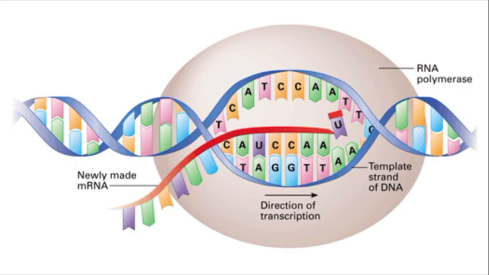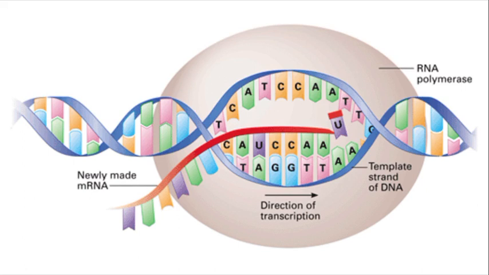You see this picture. This is the RNA polymerase enzyme. The round structure is the RNA polymerase enzyme, and the double helical structure of the DNA is here. And the red color is the newly made messenger RNA. How are the sequences formed?